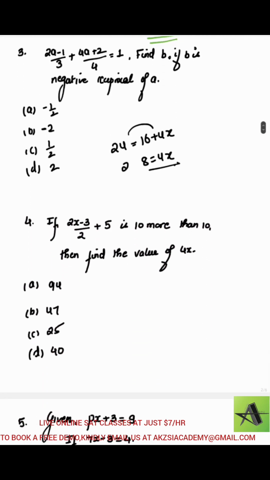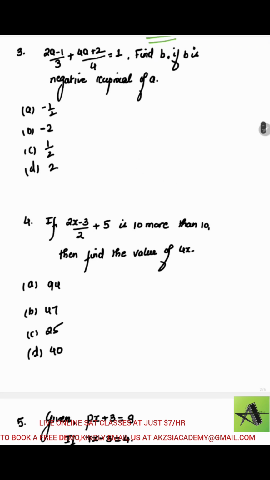Question 3 says (2a minus 1) over 3 plus (4a plus 2) over 4 equals 1. You have to calculate the value of b if b is the negative reciprocal of a. If b is the negative reciprocal of a, that means we have to calculate the value of a first. So solving it, this is a simple conventional way of solving.